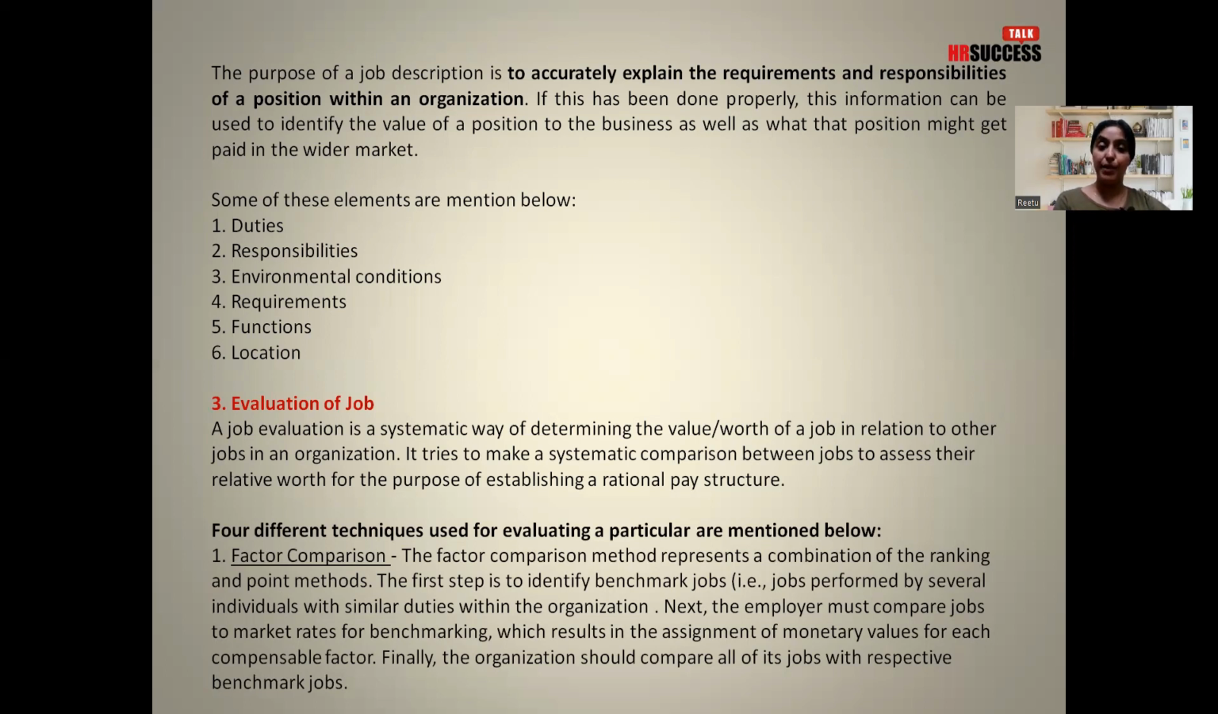Number 1 is factor comparison. The factor comparison method represents a combination of the ranking and point methods. We'll cover ranking and point methods going forward. The first step is to identify benchmark jobs, that is, jobs performed by several individuals with similar duties within the organization. Next, the employer must compare jobs to market rates for benchmarking, which results in the assignment of monetary values for each compensable factor. Finally, the organization should compare all of its jobs with respective benchmark jobs.